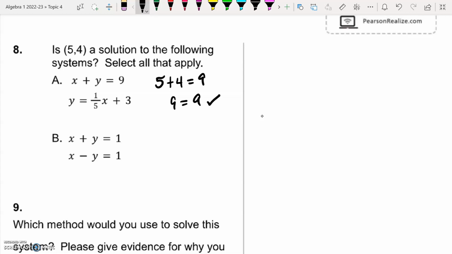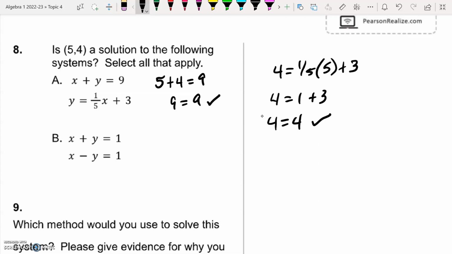So remember, in order to be a solution, it has to work for both of them. So now I'm going to do the other one. I'm going to say 4 equals 1/5 times 5 plus 3. Well, that's 1 plus 3, which is 4 equals 4. So that works. So we know it works for both of them, so it is a solution of the system.